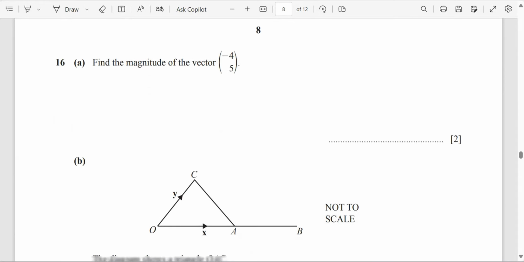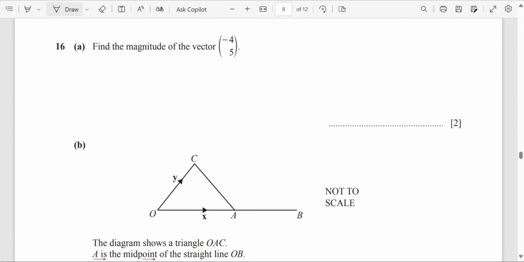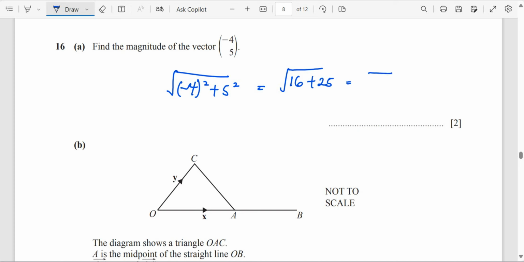So move to question 16. Question 16 says we should find the magnitude of the vector (minus 4, 5). So the magnitude is the square root of (minus 4) squared plus 5 squared. So this is going to give us the square root of 16 plus 25, and that's square root of 41, which will give us 6.403. 6.403 using your calculator.